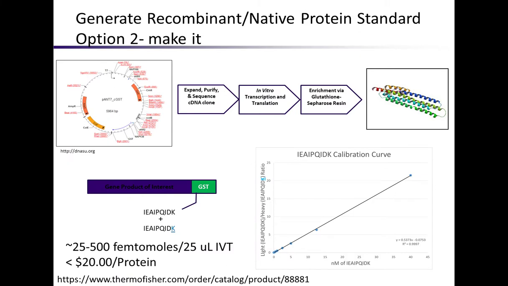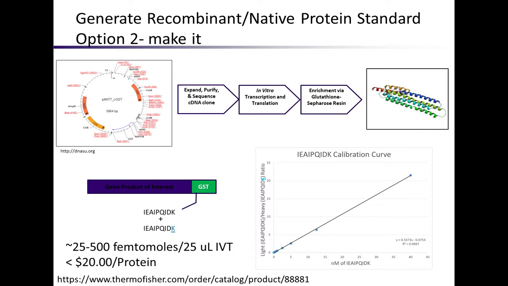Option 2 for getting our proteins is actually just to make it ourselves. And so Thermo actually sells this kit that makes it really, really easy to just express proteins in, I believe, a HeLa lysate. So you can expand, purify, and sequence a cDNA clone. You can often just buy those. You do in vitro transcription translation with this kit. And then you can enrich the protein of interest via glutathione Sepharose resin. So we've got this glutathione tag on the end of the cDNA clone, and we just pull that down.